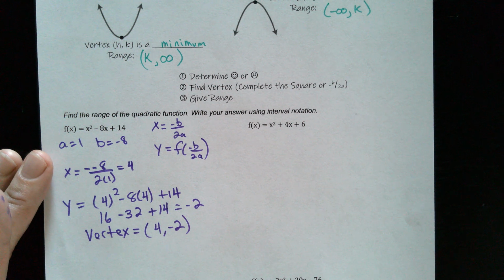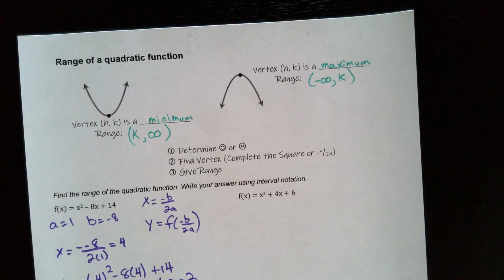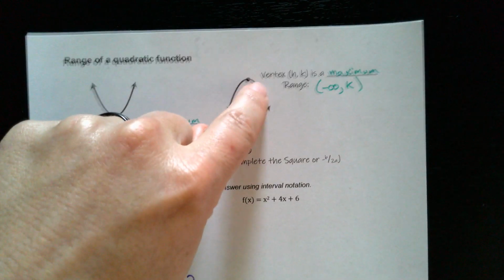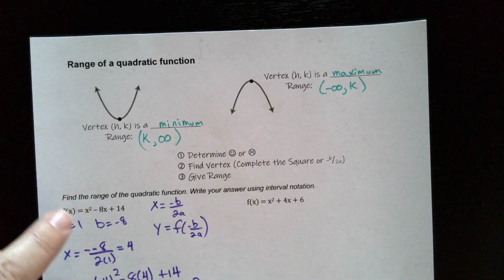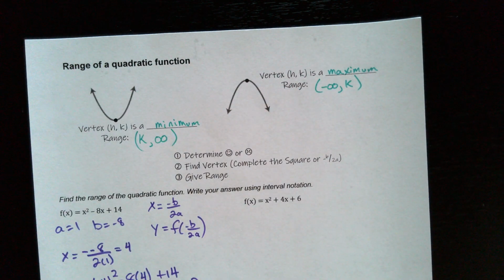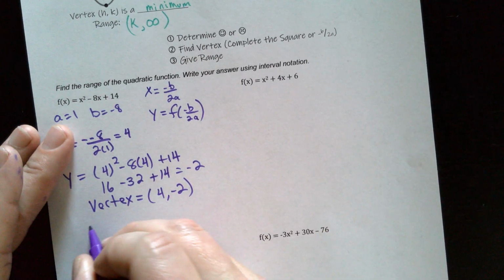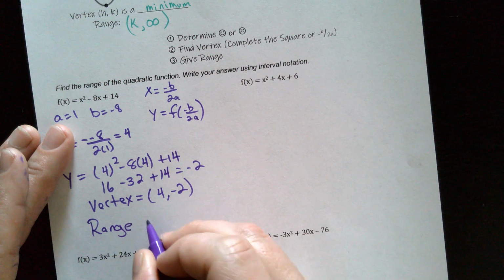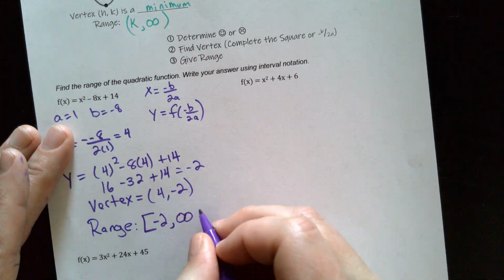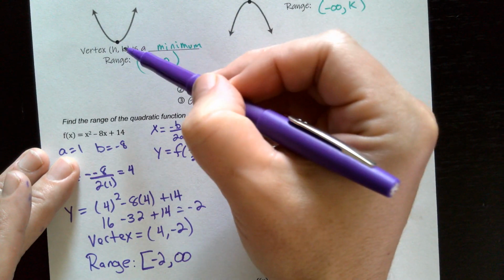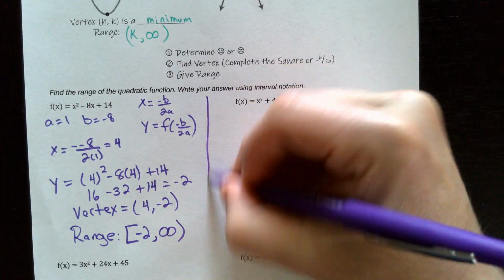Okay. Given that we know our vertex, we just need to know if it opens up or down to see if this is a minimum or a maximum. So does this function open like this one or like this one? Well, it has to open like this one because the number in front is positive. If the number in front was negative, then it would open like this one here. So this is going to be a minimum. The y value of the vertex is going to be a minimum. So our range starts at negative 2 and goes to infinity. It keeps going up forever. Okay, there you go. All right, let's do this next one.